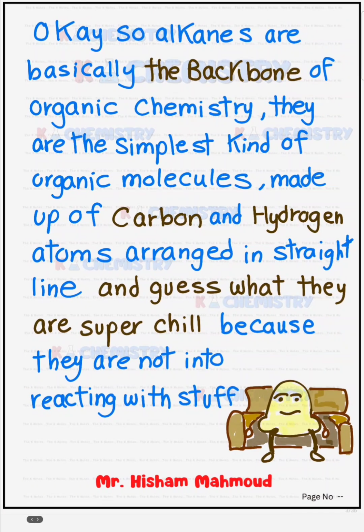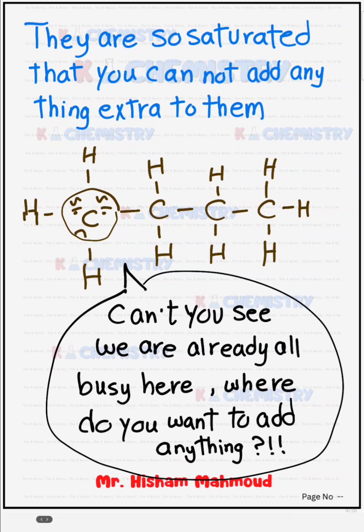Okay, so alkanes are basically the backbone of organic chemistry. They are the simplest kind of organic molecules. They are just made up of carbon and hydrogen atoms arranged in a straight line, and guess what? They are super chill because they are not interacting with stuff. They are so saturated that you cannot add anything extra to them. Hey, can't you see? We are already all busy here. Where do you want to add anything?